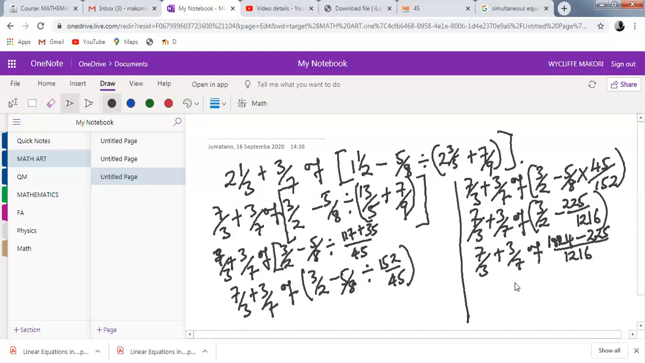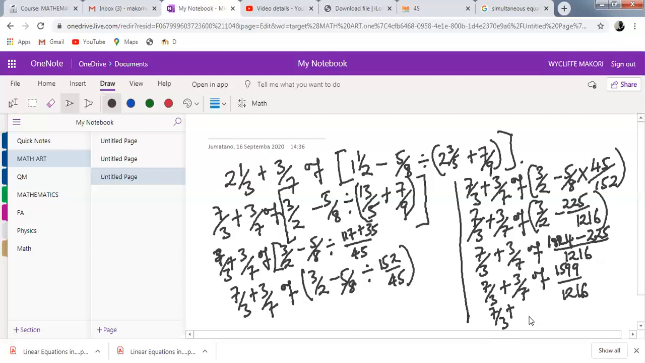After doing that, you can say it's going to be equal to 7 over 3 plus 3 over 7 of, this one was 1824. 1824 minus 225, which gives us 1599 over 1216. Then we can proceed to the of part, which is going to be 7 over 3 plus 3 over 7 of this. Remember, this one is the same as multiplication. Of is the same as multiplication.